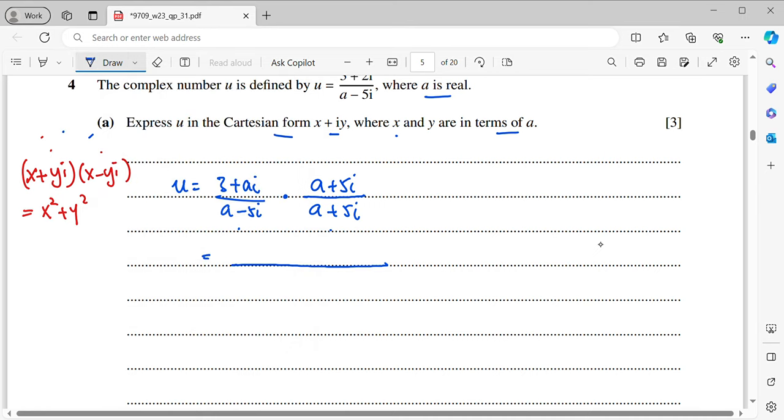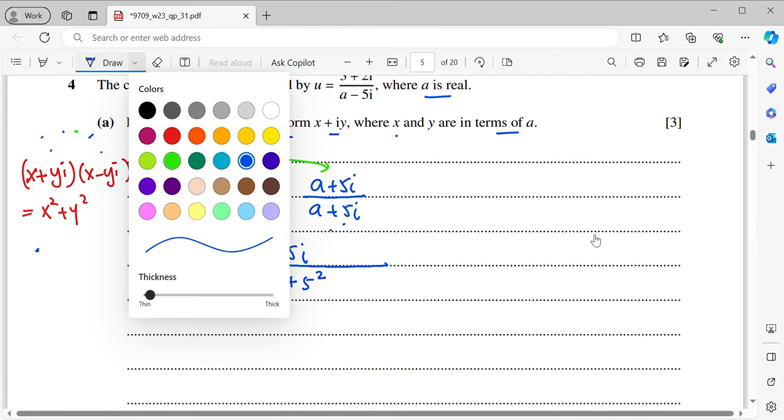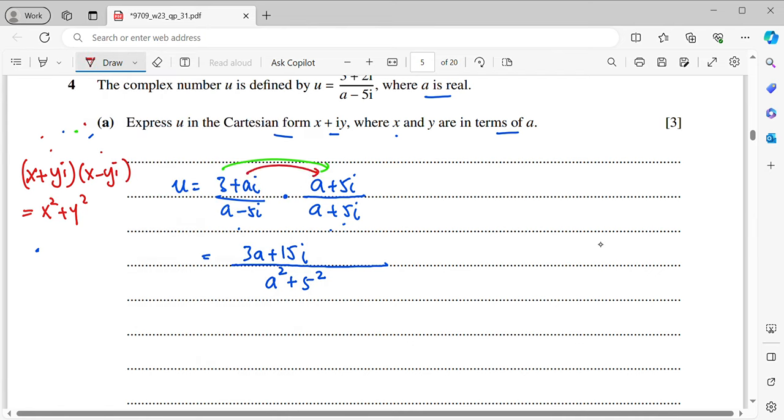So therefore, I will be getting a squared, which is my real, and then my imaginary is 5, or you can say it is minus 5, it's up to you. So I will just write plus 5 squared. Then for the numerator, you just multiply. So 3 times a plus 5i, you will be getting 3a plus 15i. After that, the ai multiplied with a plus 5i, then you will be getting plus a squared i, then a times 5 is 5a, i times i will be i squared. Now for your information, i squared is minus 1.